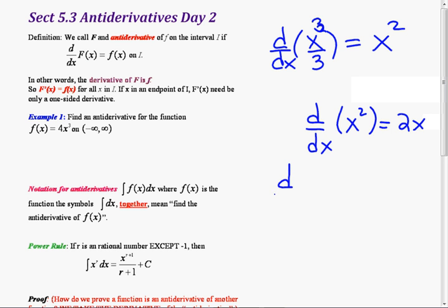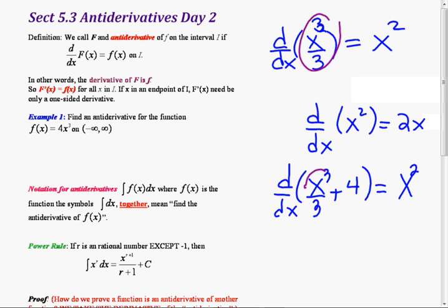What if I have the derivative of x cubed over 3 plus 4? What's the derivative of that? X squared. Notice that. Bring the 3 down. 3 over 3 is 1. Notice that the derivative of x cubed is x squared. The derivative of x cubed over 3 plus 4 is also x squared. So what could you do here?